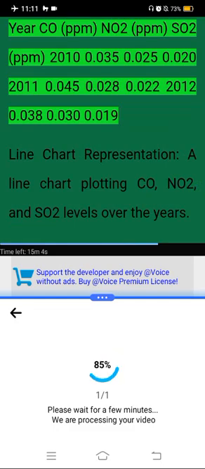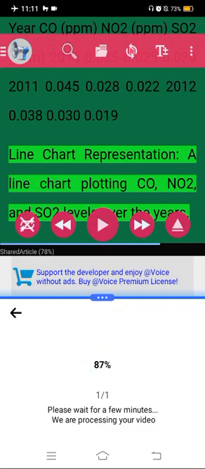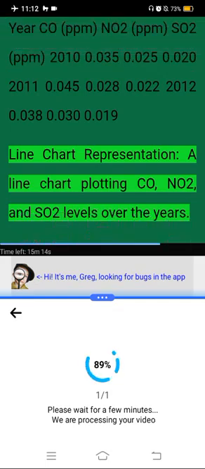Year, CO ppm, NO2 ppm, SO2 ppm: 2010, 0.035, 0.025, 0.020; 0.011, 0.045, 0.028, 0.022; 0.012, 0.038, 0.030, 0.019. Line chart representation. A line chart plotting CO2 levels over the years.